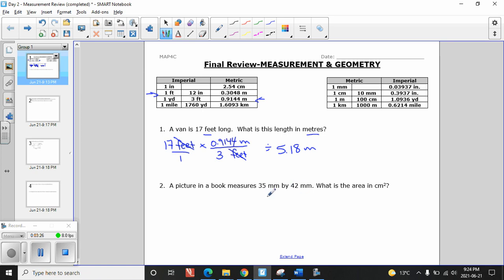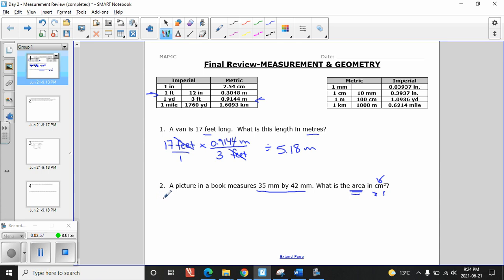The next question. So the picture in a book measures 35 millimeters by 42 millimeters. What is the area in centimeters squared? So we're going to be doing an area calculation for this, I assume, rectangular piece of paper in a book. The units are given in millimeters, and the question asks our answer to be in centimeters squared. So we need to convert the units.